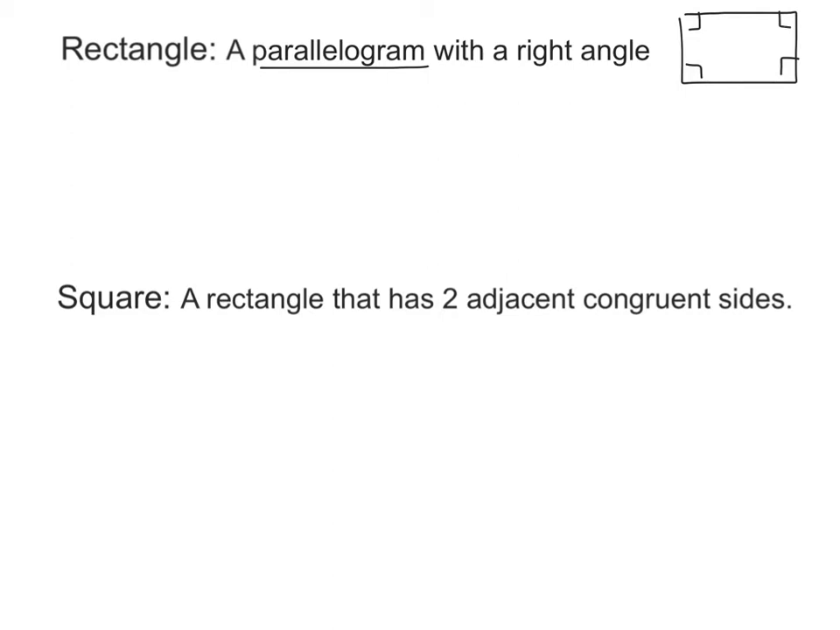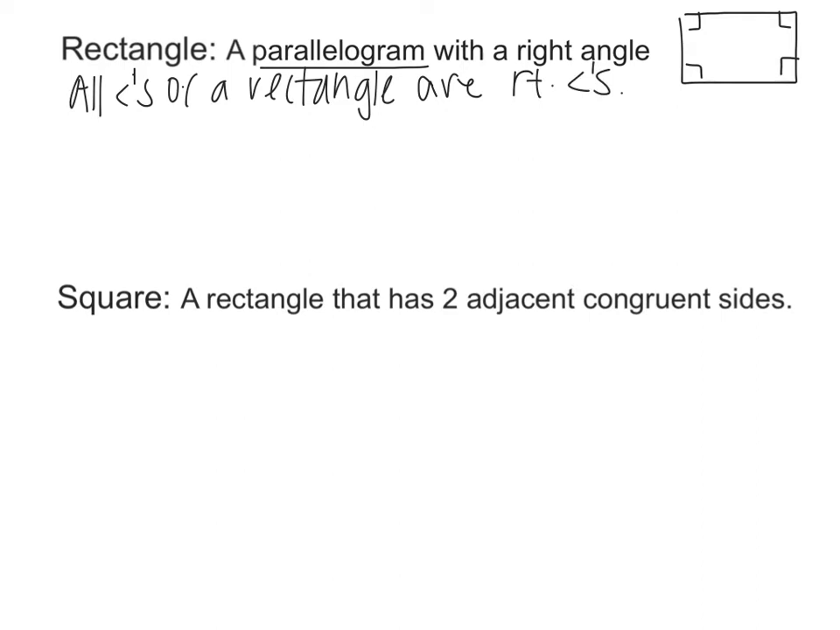Okay, so all angles of a rectangle are right angles. We also know something about the diagonals. So the diagonals of a rectangle are congruent.